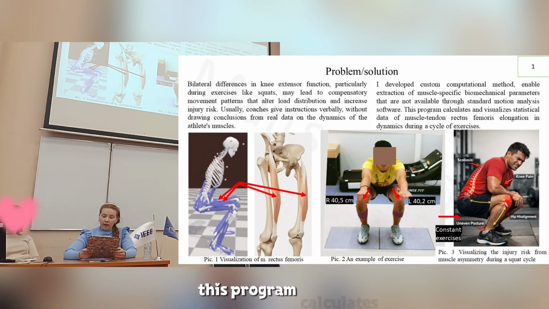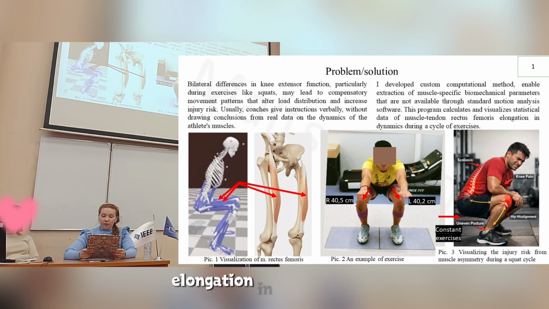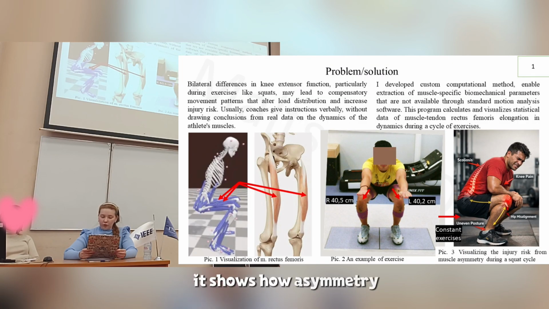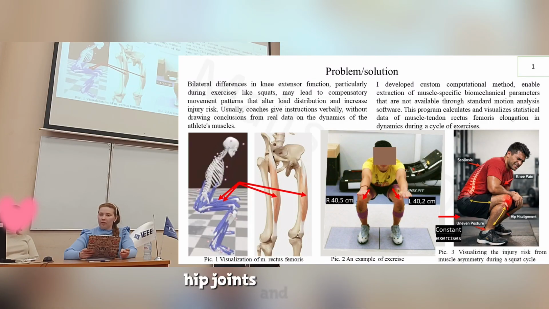This program calculates and visualizes statistical data of muscle tendon rectus femoris elongation in dynamics during a cycle of exercises. On the first picture, you can see the exact muscle I studied in the athletes, the rectus femoris. The second picture shows how asymmetry during exercise over the long term can lead to problems in knee, ankle, hip joints, and even posture issues.